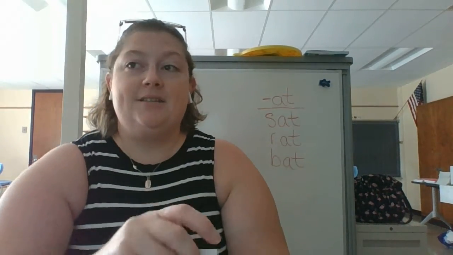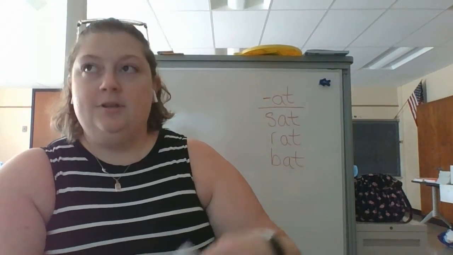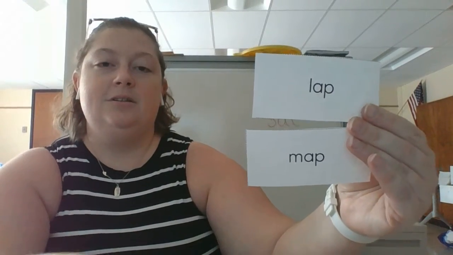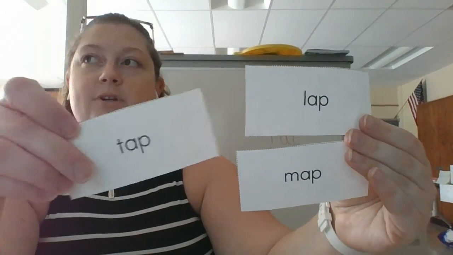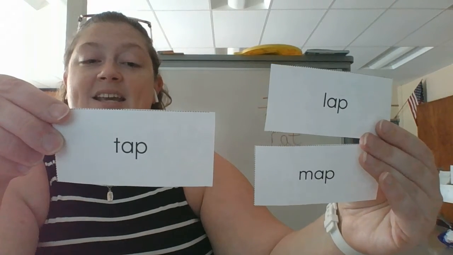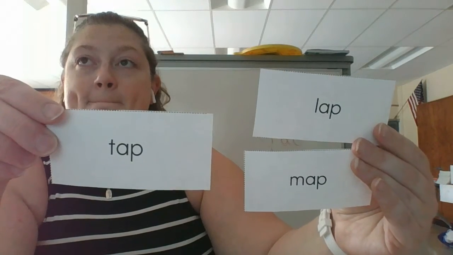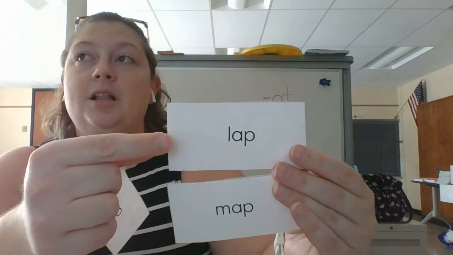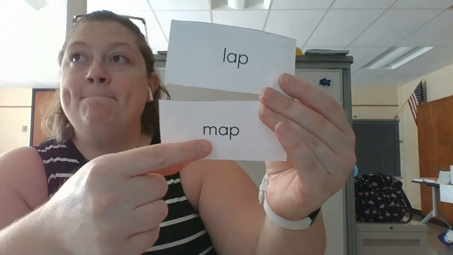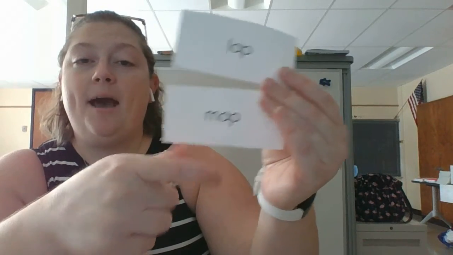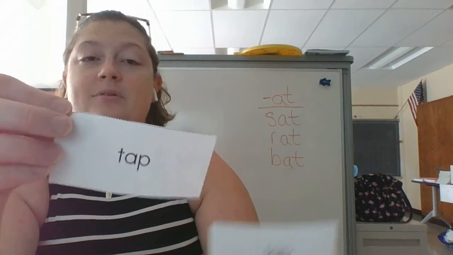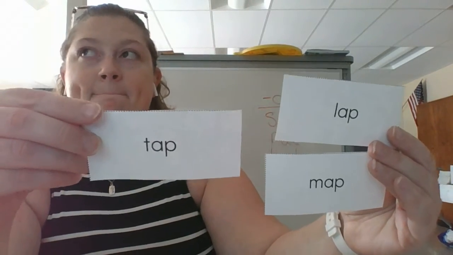All right, ready? Next set of words. We have the first one, our second one, and the third one. Take a minute to look at those words and see if you can see what is in common. What's the same? Let's sound them out. Start here. App, lap. App, map. This one is app, tap. So what is the same about them?